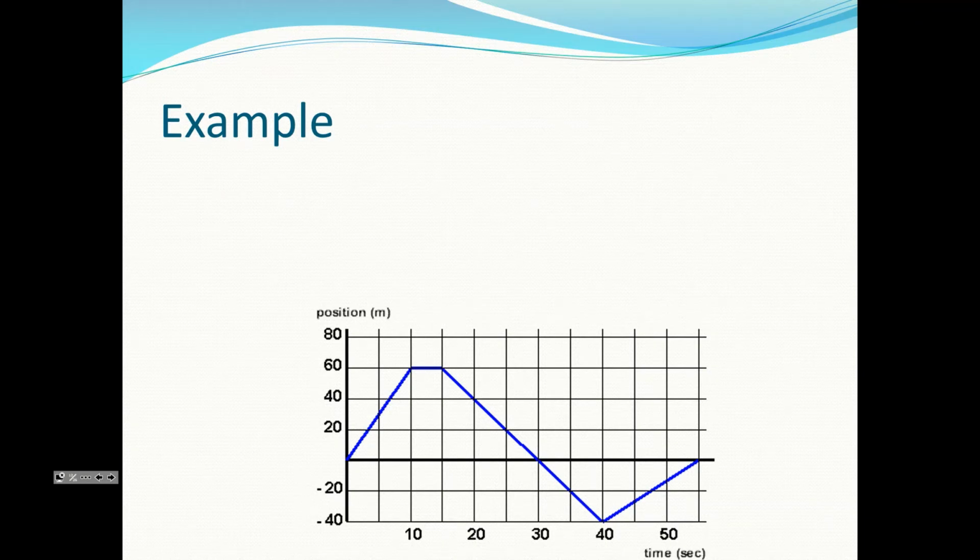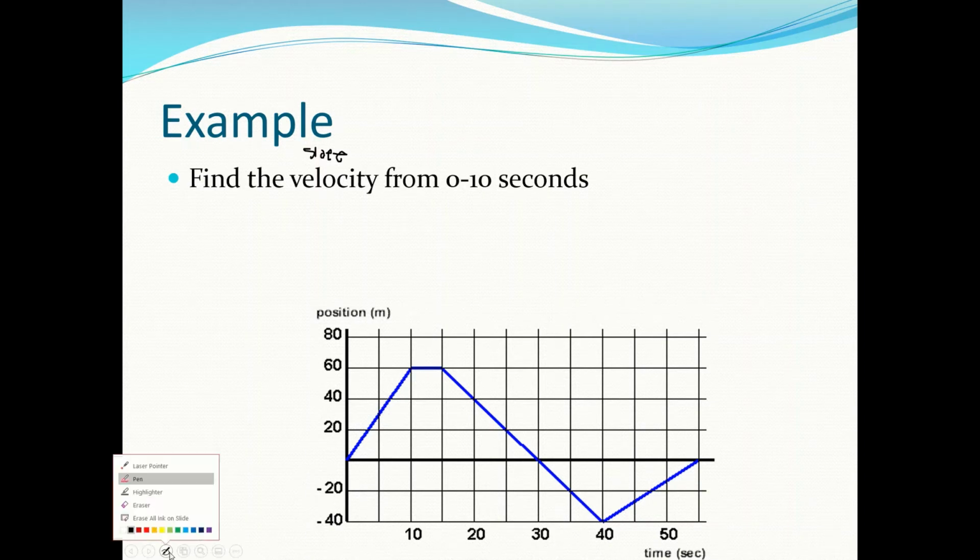These are questions you'll see in your workbook. These are questions that you'll see on the test. So find the velocity from 0 to 10 seconds. So if we want velocity, we want to find slope. If I give you a graph, find velocity with slope. So I'm going to choose 2 points here. The two most obvious points are the start and the finish, and I'm going to find the slope.